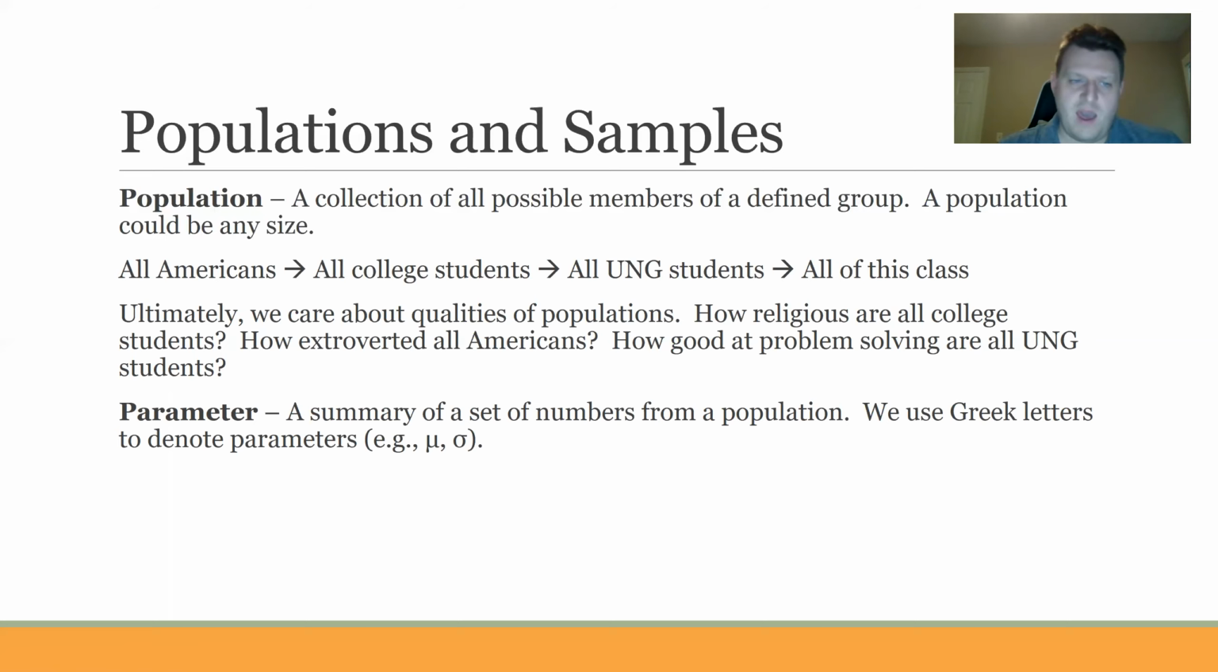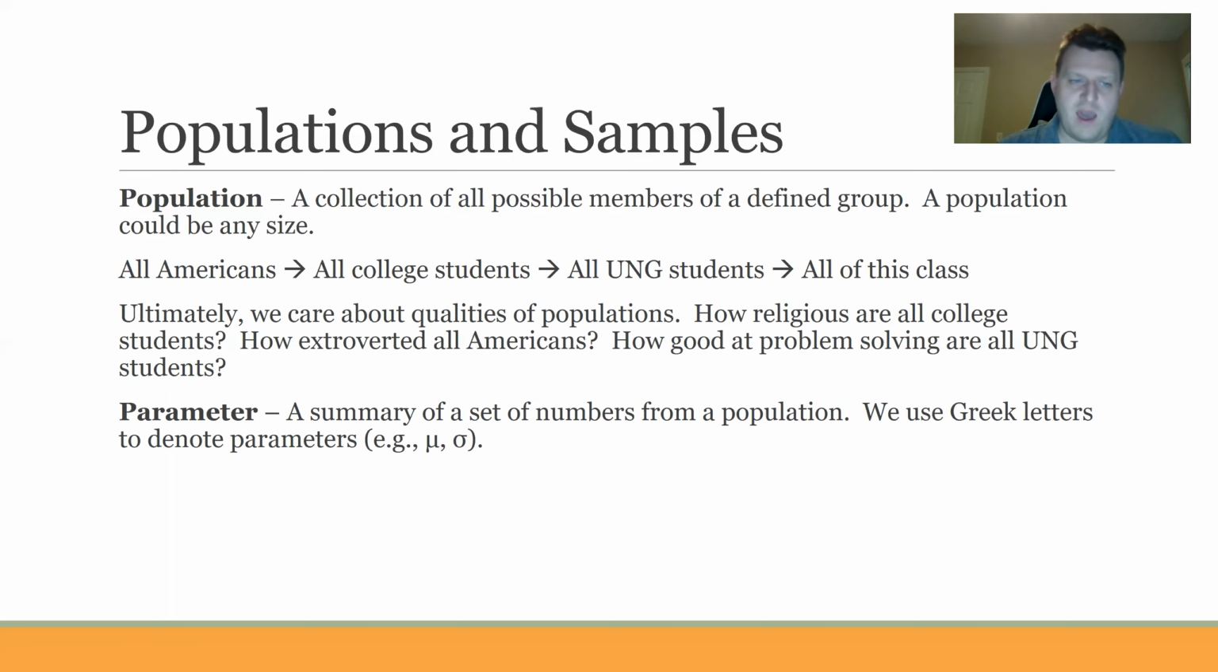So if I were to calculate the average SAT score for everybody in UNG, I'd be looking at a population parameter there. If I wanted to look at how many individuals are going to vote for this political candidate in the state of Georgia, I'd be looking at a population parameter in that case. It is a way of summarizing every single number in the population. When we are looking at a parameter, the way that we abbreviate it is with a Greek character. So anytime that you see a Greek character, I want you to think parameter.